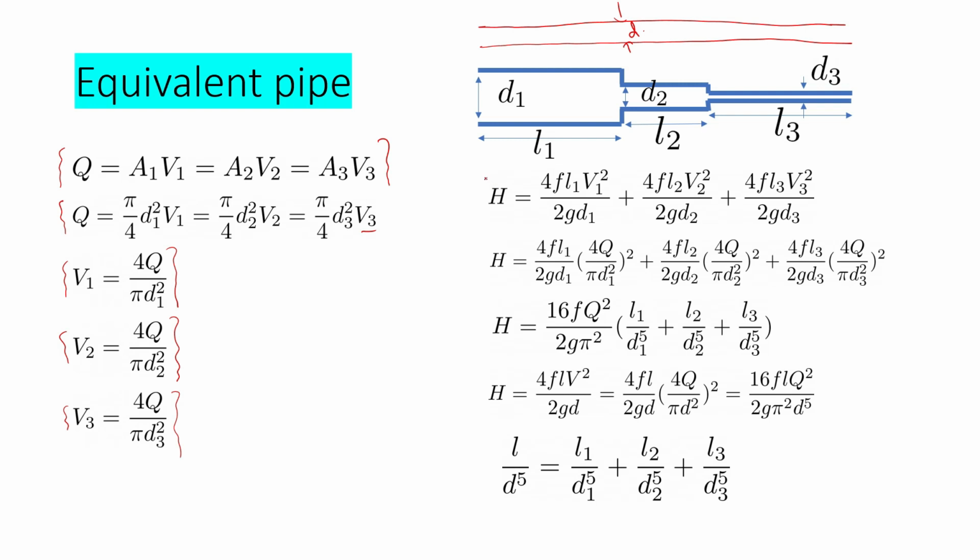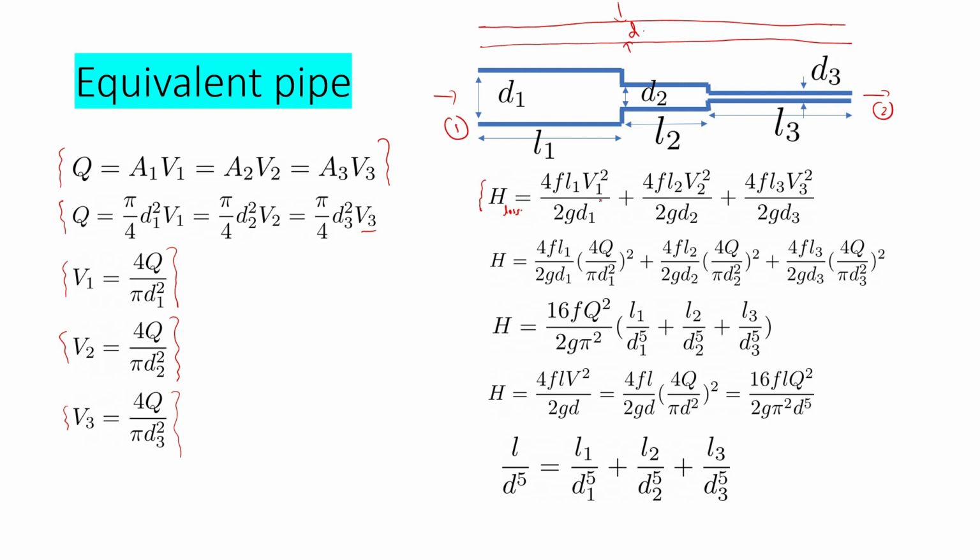If you are neglecting the minor losses, you can write the head difference is equal to, start from here to here, that is the head loss. From section 1 and 2, the head loss can be written as 4FL1 V1 square by 2G D1 plus 4FL2 V2 square by 2G D2 plus 4FL3 V3 square by 2G D3. This is the head loss.